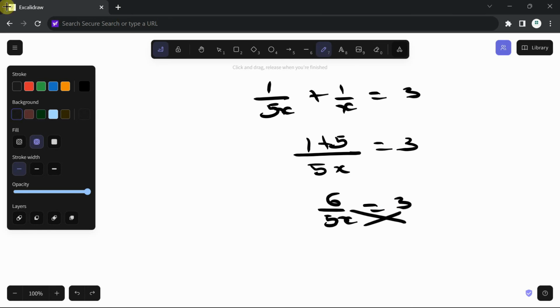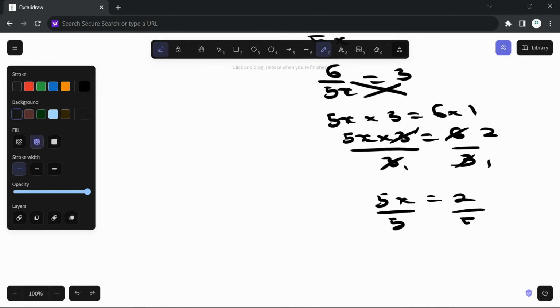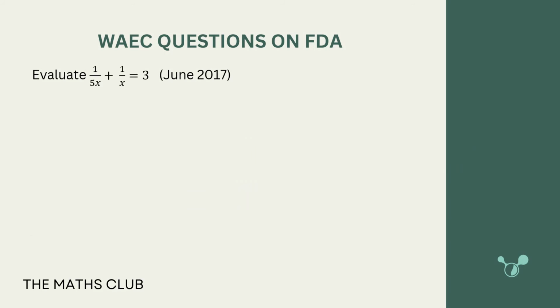And if I cross multiply, right, that will be 5x times 3 is equal to 6 times 1, right? So I can say 5x times 3 is equal to 6, right? Then I can divide both sides by 3. 3 will cancel 3. 3 will cancel 6. This will give me 2, right? So 5x is equal to 2. If I divide both sides by 5, 5 will cancel 5. So my x is actually equal to 2 over 5. So that is option B.